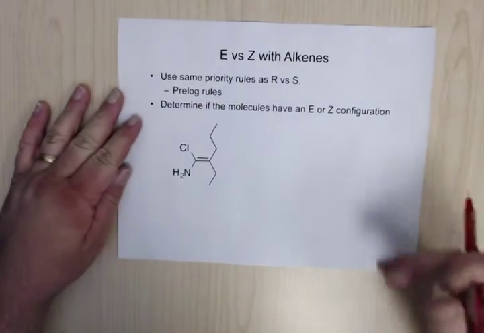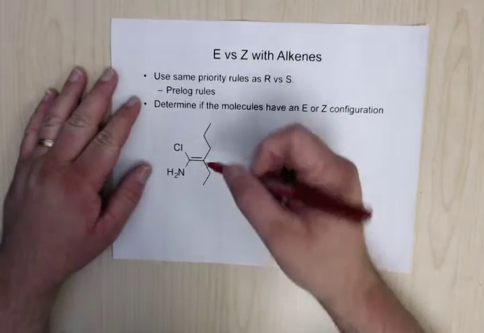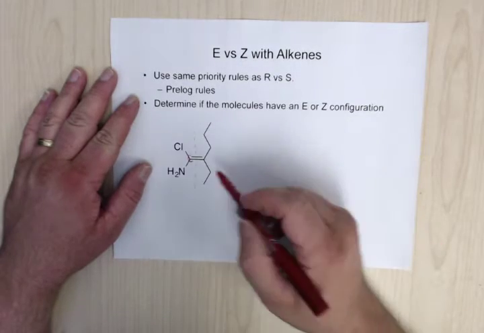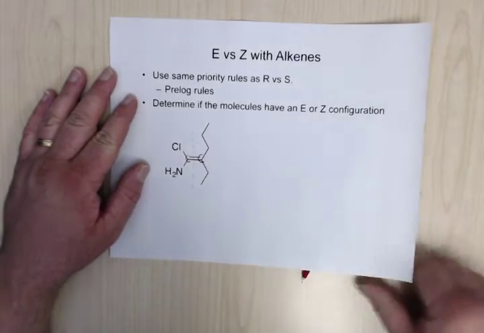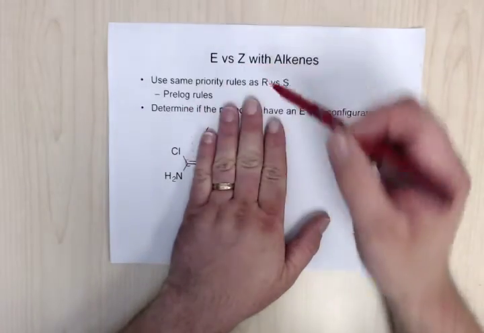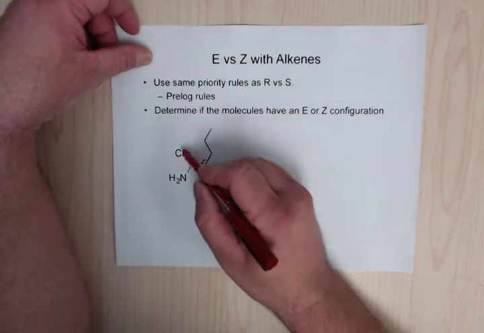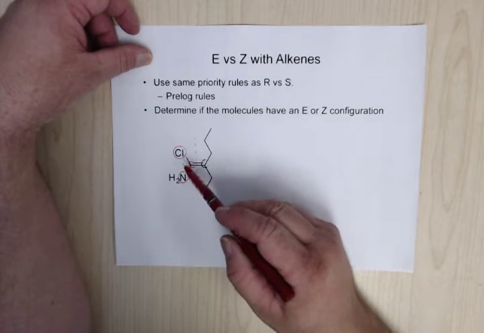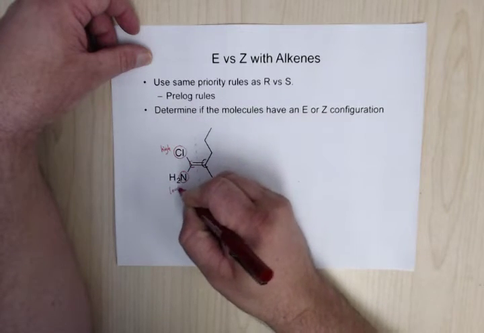So to start off, we're going to be looking at doing E versus Z. You're going to compare what's hanging off of this carbon compared to what's hanging off of that carbon. So we're going to look at the red carbon first, the two things hanging off here. And we're going to use the same rules for determining the priority as we did for doing R and S. So here we're going to be looking at chlorine versus nitrogen. In this case, chlorine is heavier than nitrogen, so this is going to be the higher priority, this is going to be low.